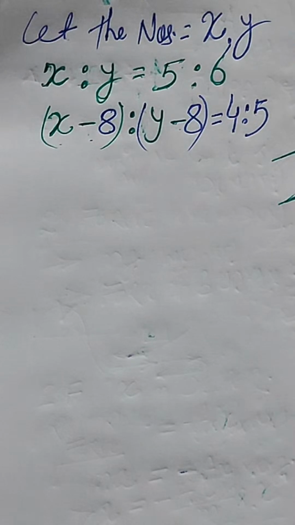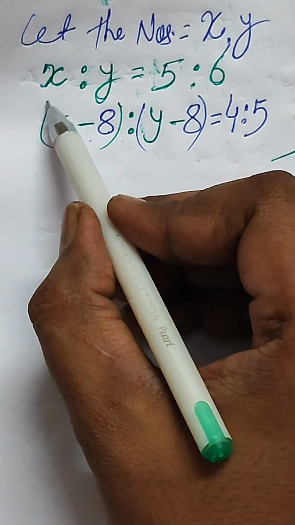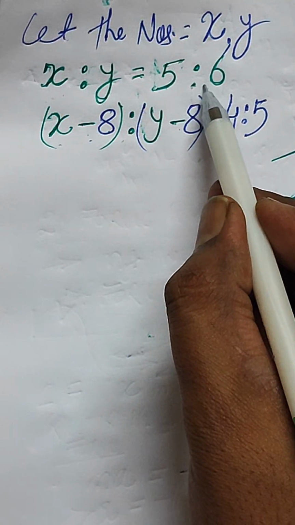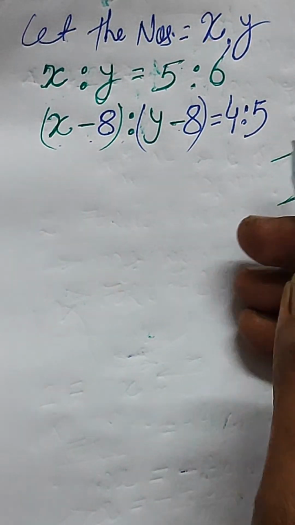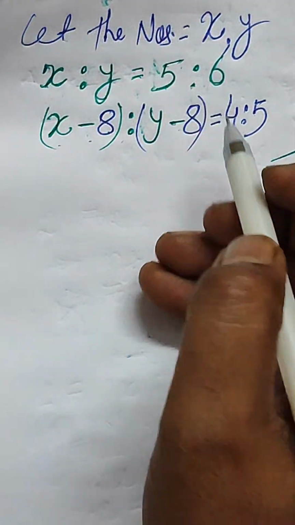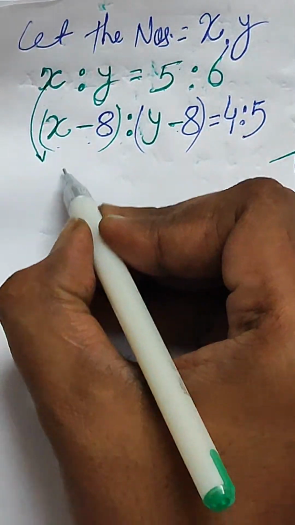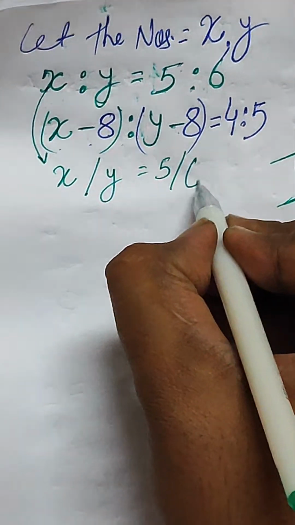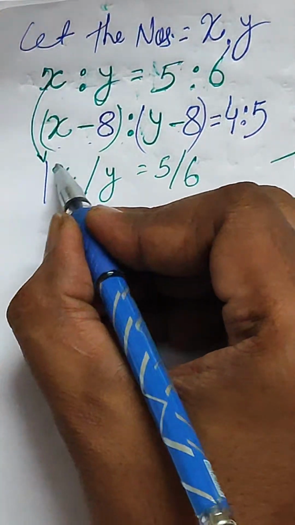Now we need to find the numbers, right? So here you can see it's a linear equation in two variables. Two equations will be formed. One equation will be given by the first relation and the second equation will be given by the second relation, right? So from the first you can write x by y is equal to 5 by 6, right? So this is one of the relations which we have.